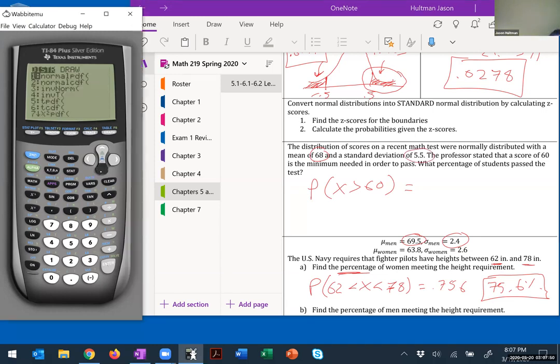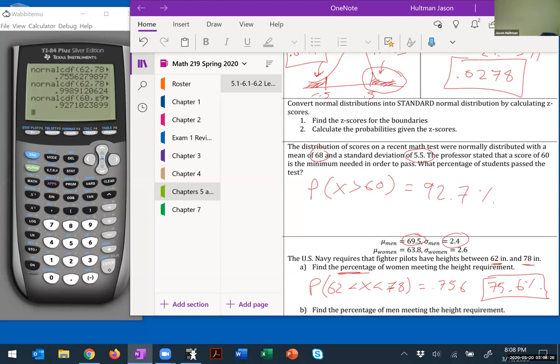Second VARS, okay, normal CDF, again, we want greater than 60. Greater than 60 means that it's 60 to infinity. So this is 60 to infinity, which is E99. Mu is 68. Sigma is 5.5. Okay, and so we get 92.7%.